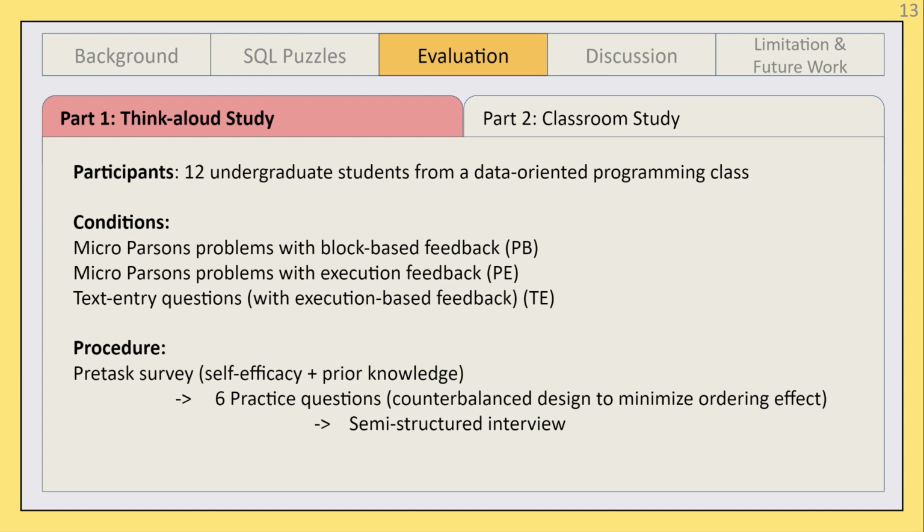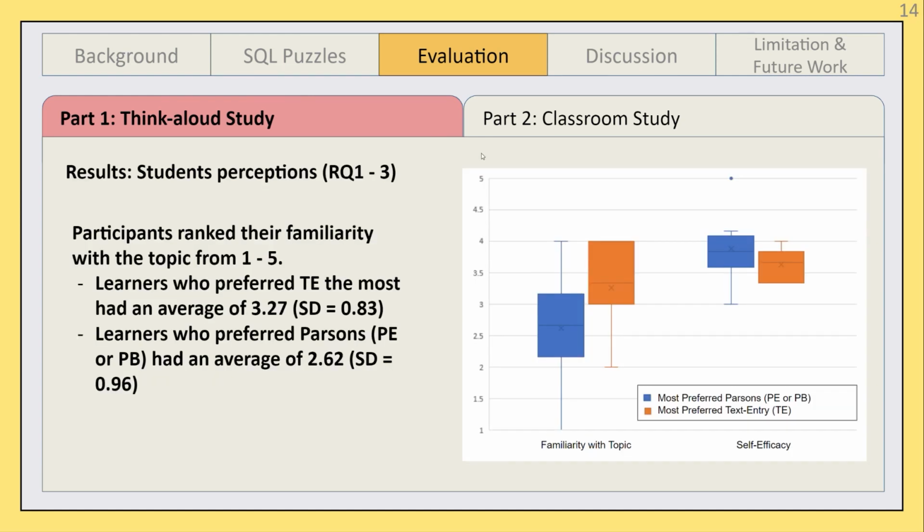For each participant, we first asked them to complete a pre-task survey, which has a self-efficacy questionnaire as well as their prior knowledge. Then we asked them to complete 6 practice questions, and we used a counterbalanced design to minimize the ordering effect such that they are exposed to all 3 conditions.